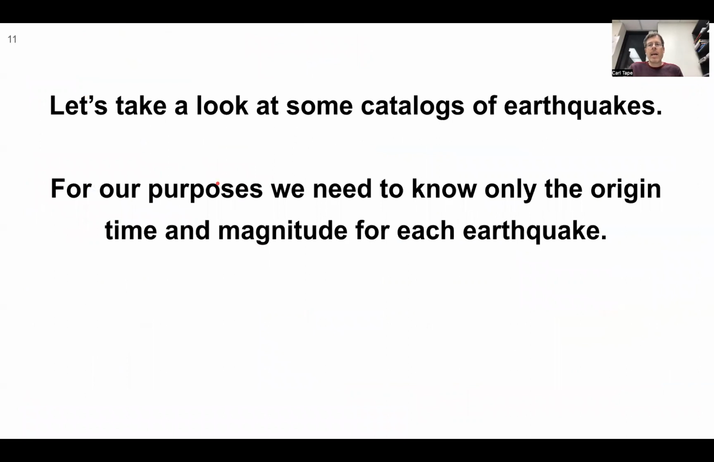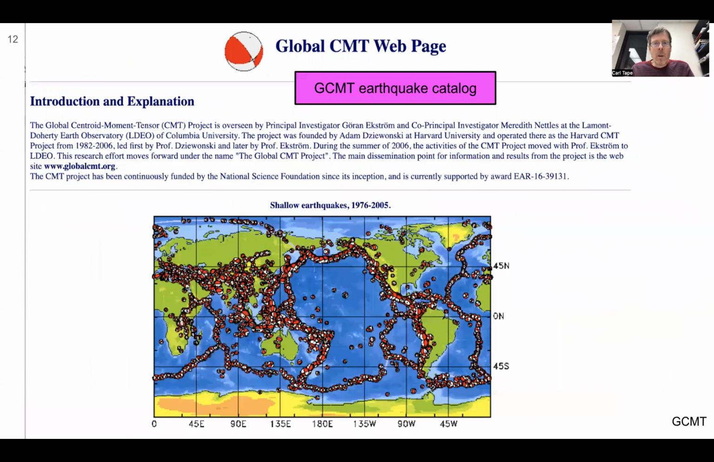Let's take a look at some catalogs of earthquakes. And for our purposes, we need to know only the origin time, when an earthquake happened, and the magnitude for each earthquake. From that information, we can say surprisingly a lot about the occurrence of earthquakes. We'll look at two catalogs.